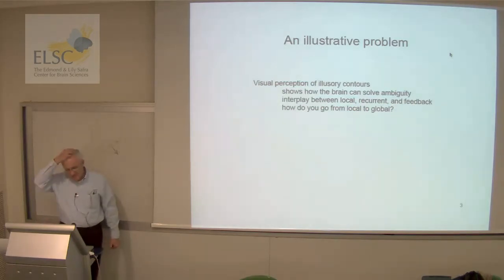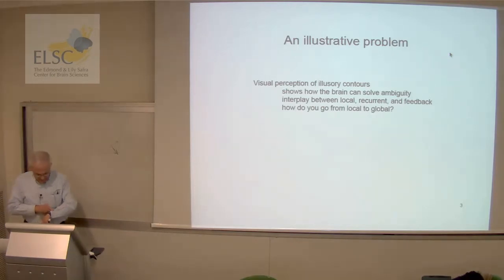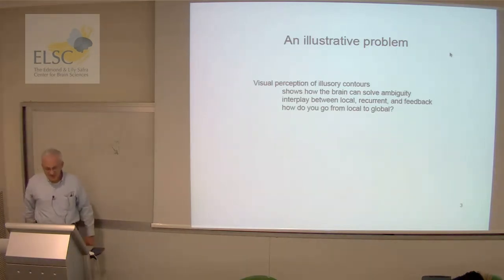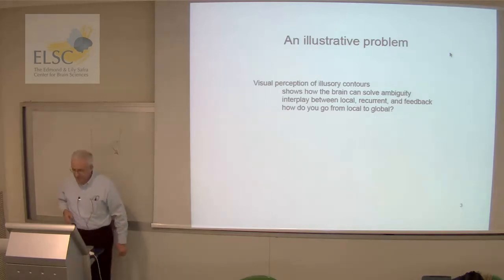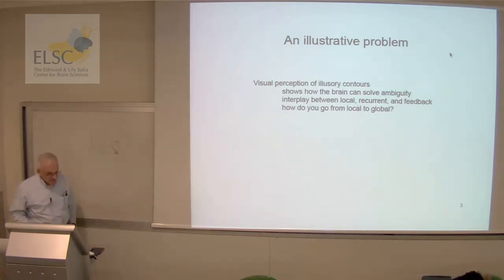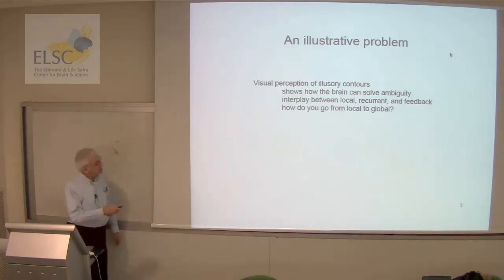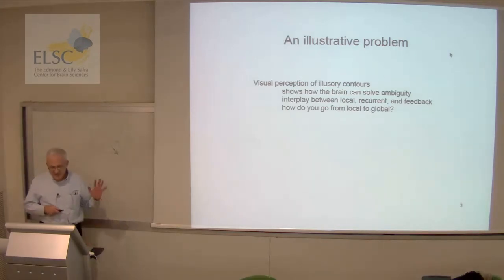So I wanted to talk about an illustrative problem in visual perception and visual neuroscience that can be used to study these questions of ambiguity and how the brain solves ambiguity, and how that can guide us forward to understanding how pattern recognition can be done in general. So I'm going to talk about the visual perception of illusory contours here, because that's something I know about. And I can tell you a nice story about it. And I think it's actually very illustrative.